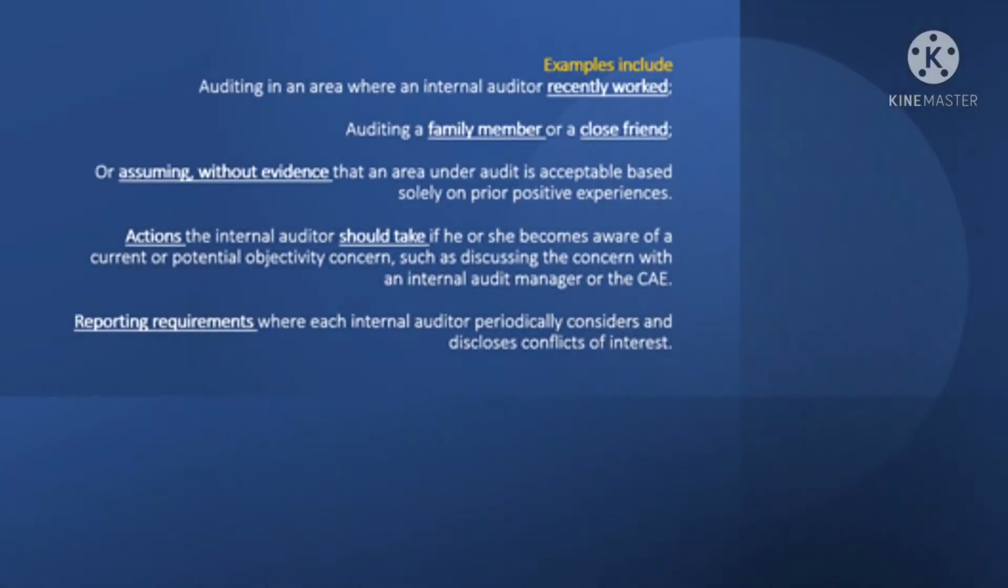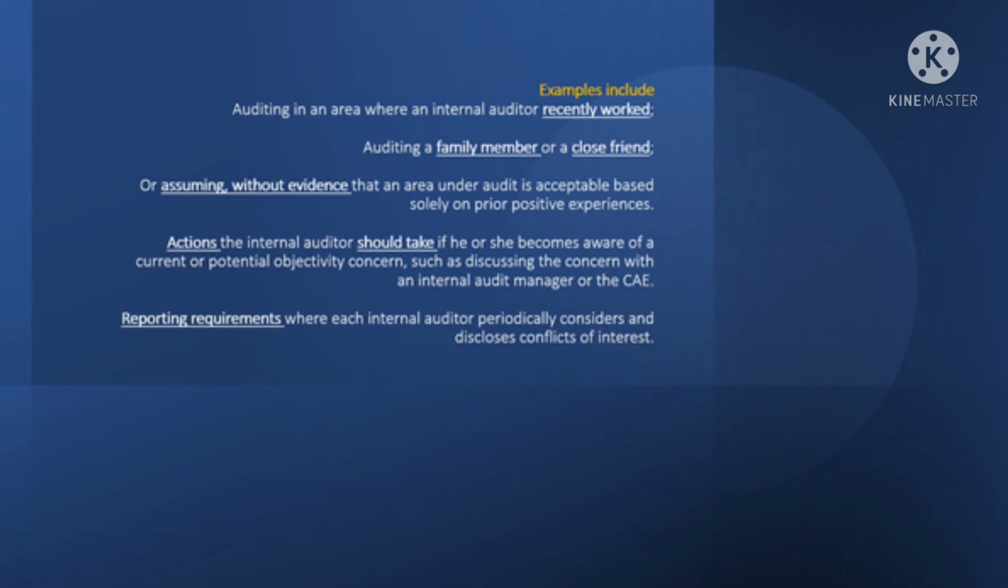Some of the examples may include when you're auditing in an area where an internal auditor recently worked, auditing a family member or a close friend, or assuming without evidence that an area under audit is acceptable based solely on prior positive experience. The manual may also describe actions the internal auditor should take if he or she becomes aware of a current or potential objectivity concern, such as discussing the concern with an internal audit manager or chief audit executive, and reporting requirements where each internal auditor periodically considers and discloses a conflict of interest.